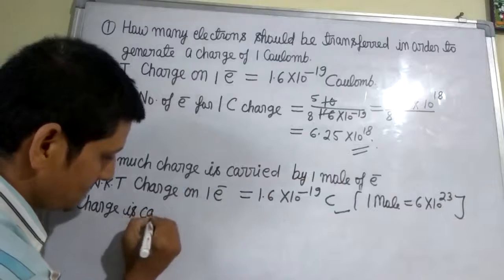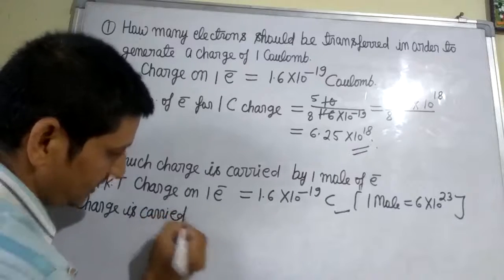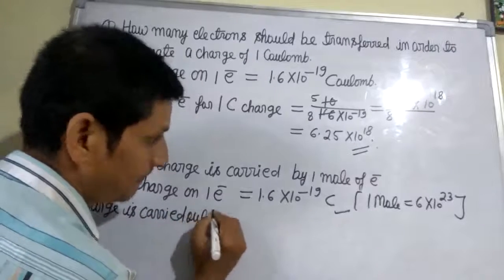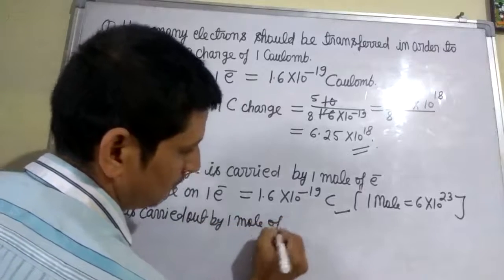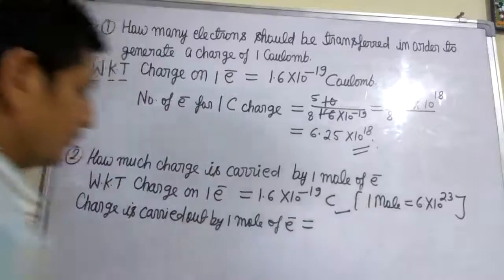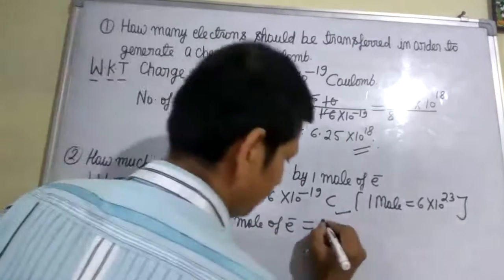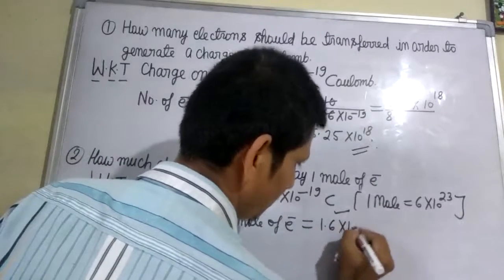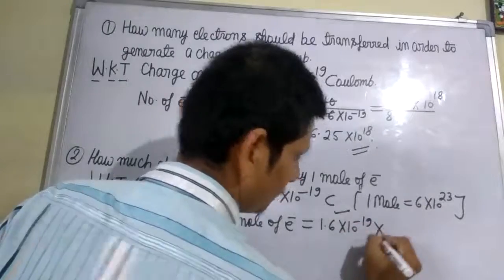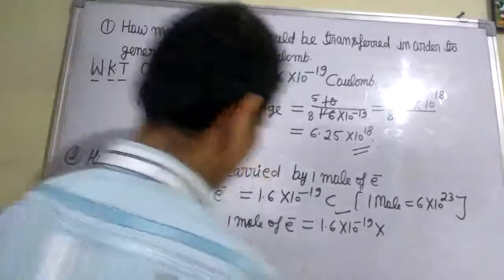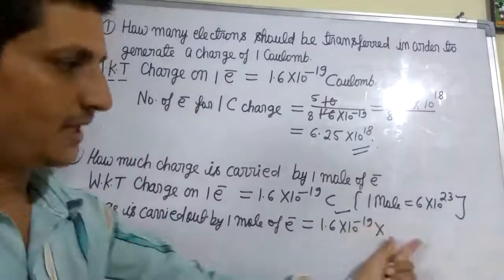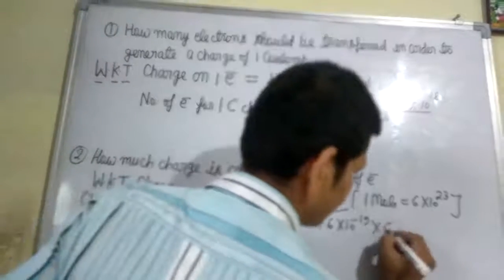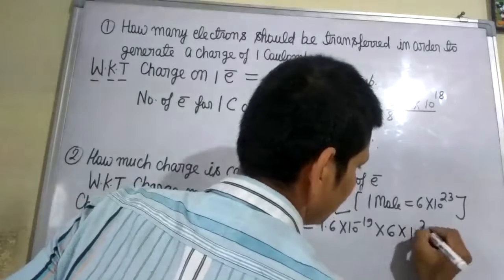Charge carried by 1 mole of electrons is equal to 1.6 into 10 to the power minus 19 into 1 mole. 1 mole is equal to this. So for 1 mole we have to multiply it by 6 into 10 to the power 23.